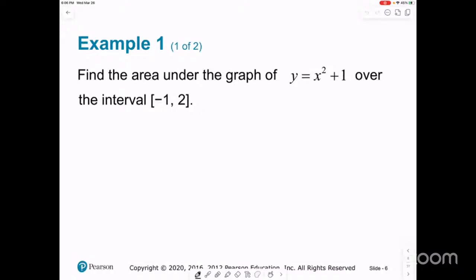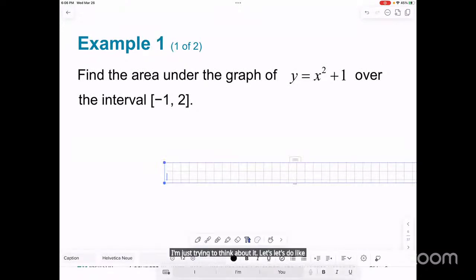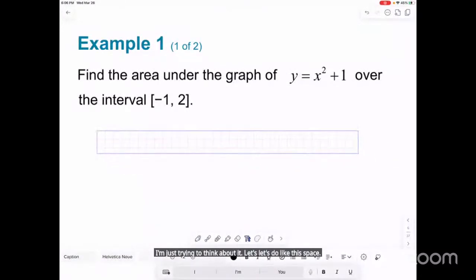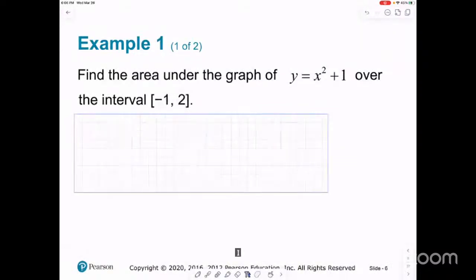Okay, I'll do a rough sketch. Just trying to think of how I want to do it. Let's do it like this. Space. I know I said a rough sketch, but we're gonna see how this goes.